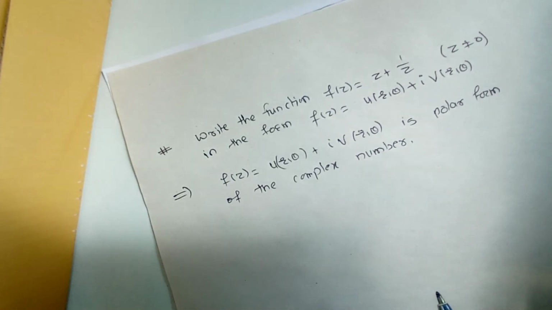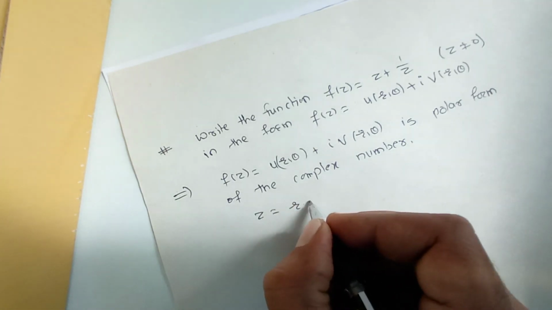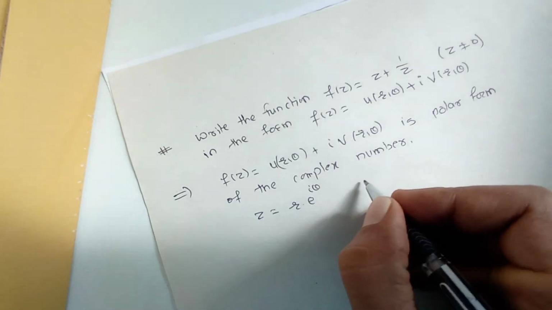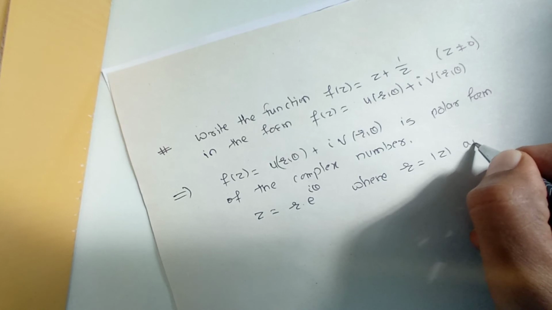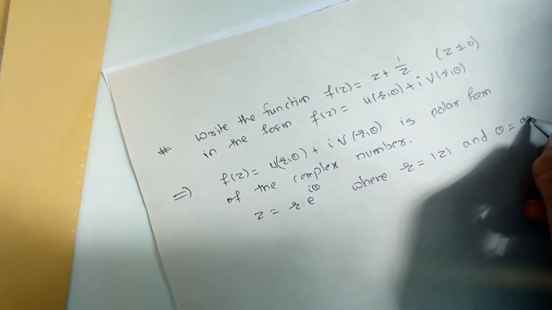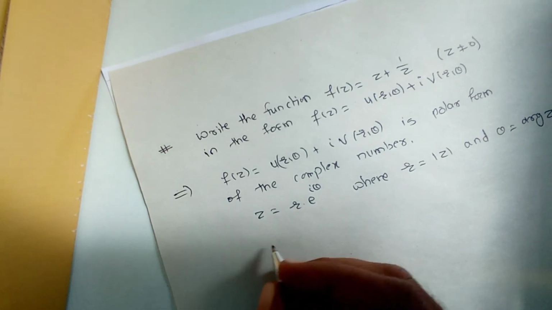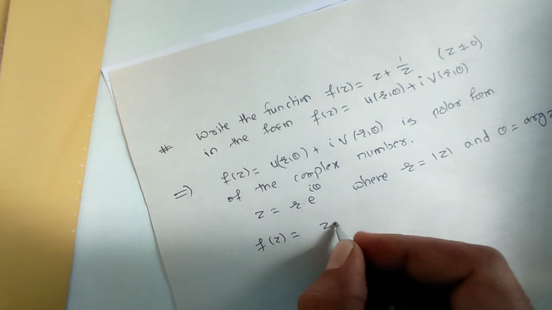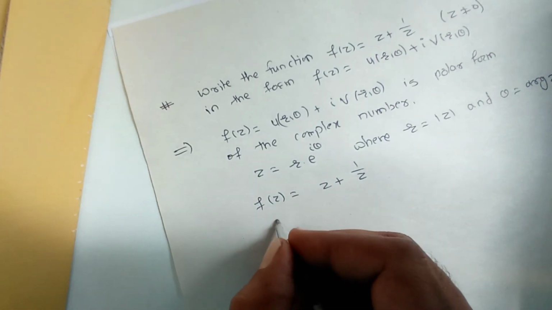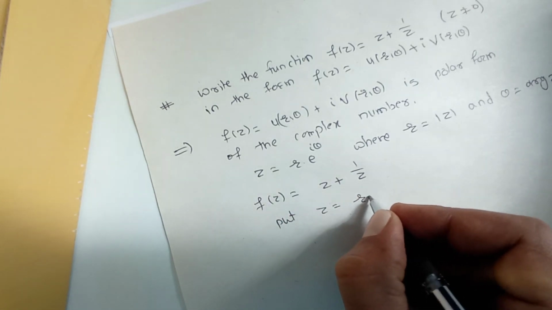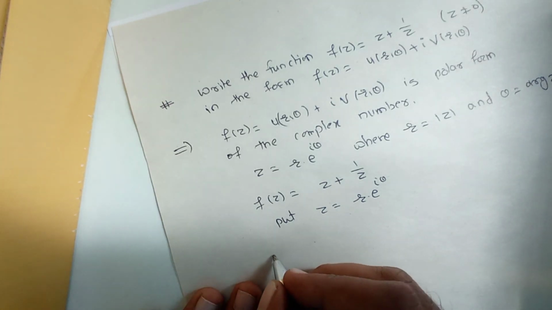This is the polar form of the complex number, and we know that any complex number can be written in the polar form as r e raised to i theta, where r is equal to modulus of z and theta is equal to the argument of the complex number z. So put the given function f of z is equal to z plus 1 by z. So put z is equal to r into e raised to i theta.